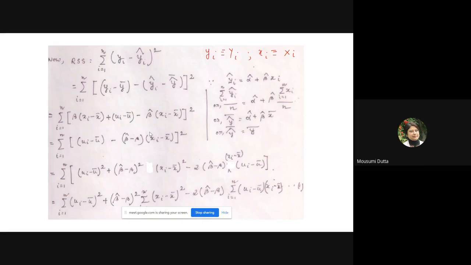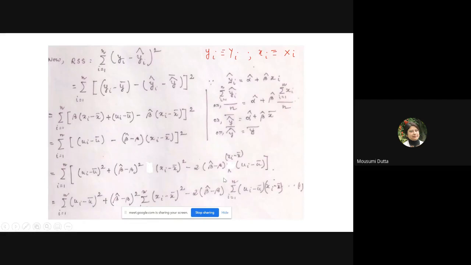So the second part is beta hat into xi minus x bar. If you understand this equation, we can write the thing as ui minus u bar, and xi minus x bar I can take common, so that beta hat minus beta into xi minus x bar. So the final position before taking the whole square is a minus b whole square: ui minus u bar minus beta hat minus beta into xi minus x bar, whole square.